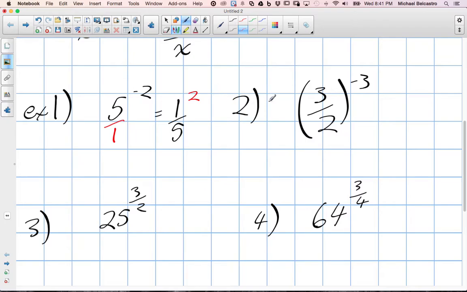We got it. Okay. Technically, I can simplify further. If I did this, I'd have 1 over, and 5 to the power of 2 is 25. 1 to the power of 2 is 1, so 1 over 25. Okay. Let's try another one.